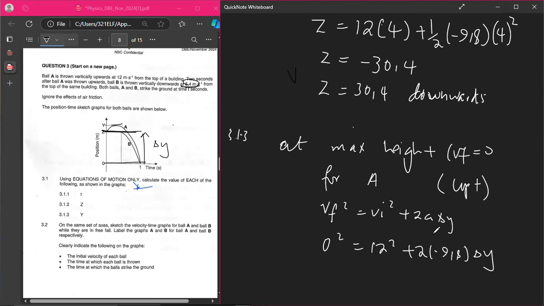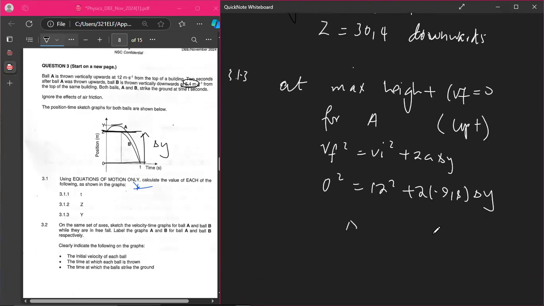Now solving for my delta y, it will be simple. Delta y will be 144 divided by 2 times 9.8, which is 19.6, giving me a value of 7.346. This is in meters.